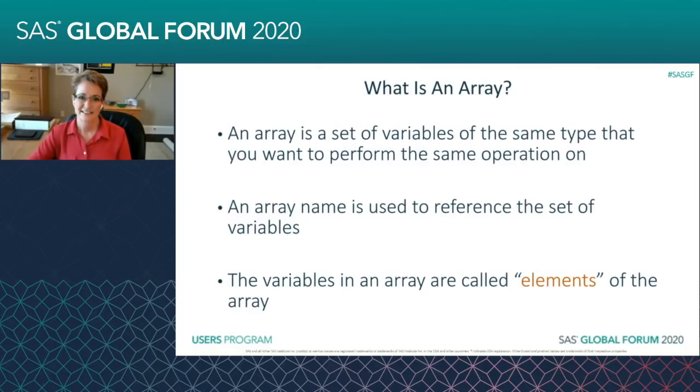An array is just a set of variables of the same type, all numeric or all character, that you want to perform the same operation on. So maybe you want to set everything from missing to zero or zero to missing. You reference that array with an array name, and that name corresponds to a set of variables, and those variables are called elements of the array.